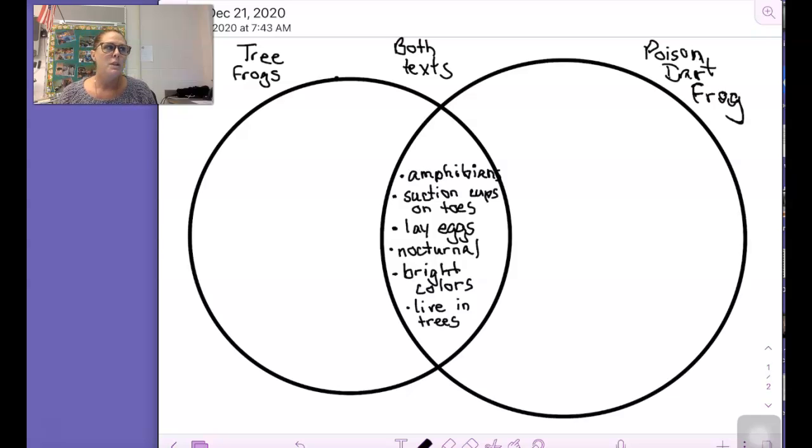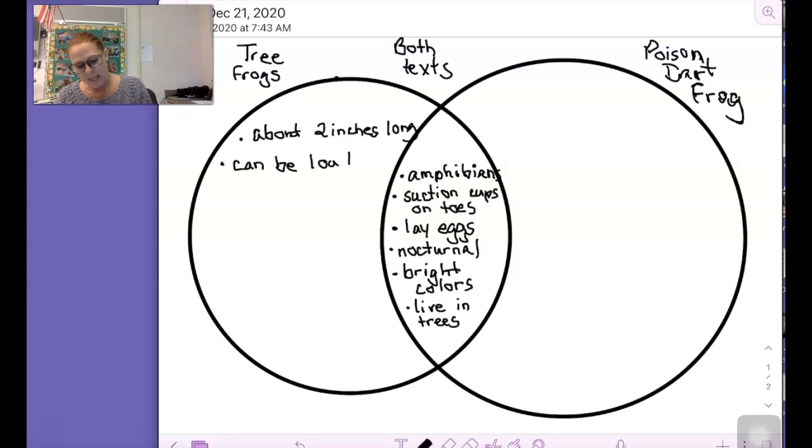Okay, so those were the things that were the same about them. Some things that we learned that were different is that tree frogs are about 2 inches long. We learned that the tree frogs can be loud. Remember, it said if there's a bunch of them together, they can be very loud. These frogs are friendly, as opposed to poison dart frogs, which are poisonous, right?